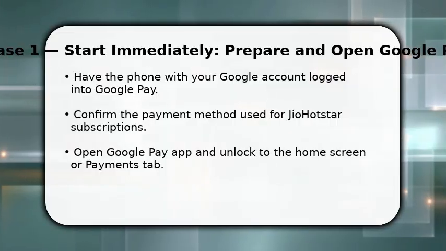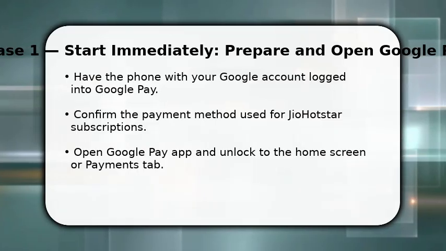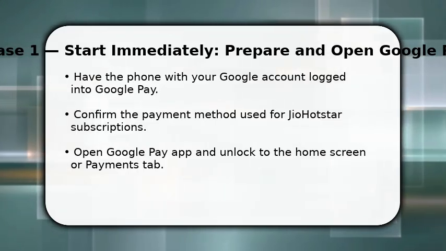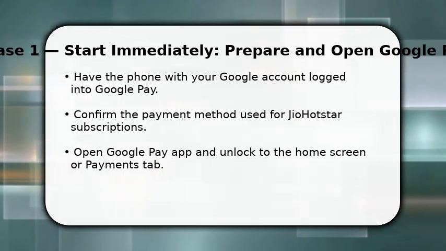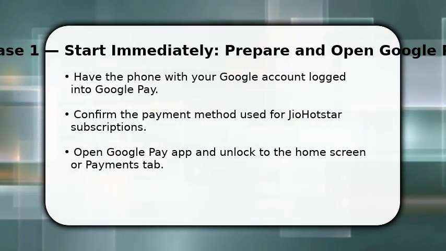You start now, unlock your phone and open Google Pay because time is money. Verify you're on the same Google account that paid Jio Hotstar. Once done, go to the Payments or Bank Accounts section.